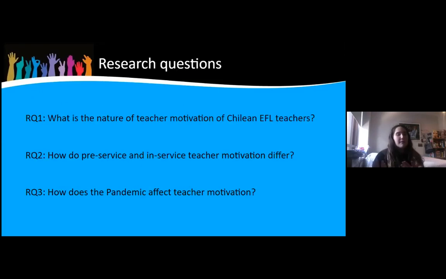From this, the following research questions emerge for this study. First, what is the nature of teacher motivation of Chilean EFL teachers? Second, how do pre-service and in-service teacher motivation differ? And third, how does the pandemic affect teacher motivation?